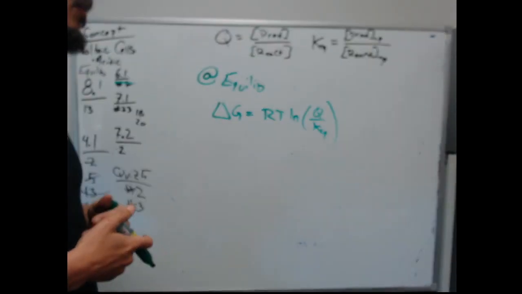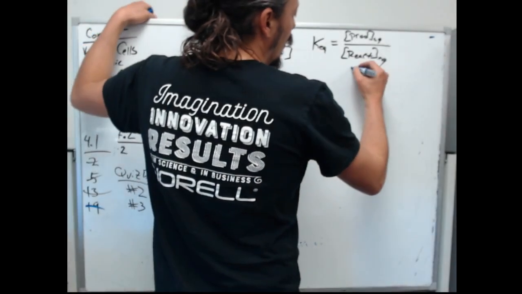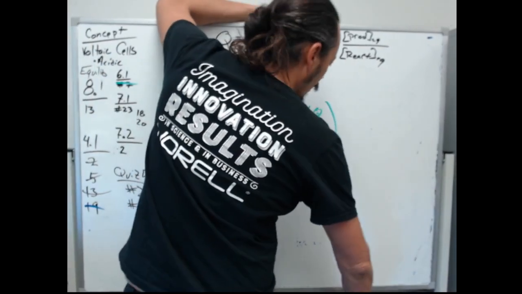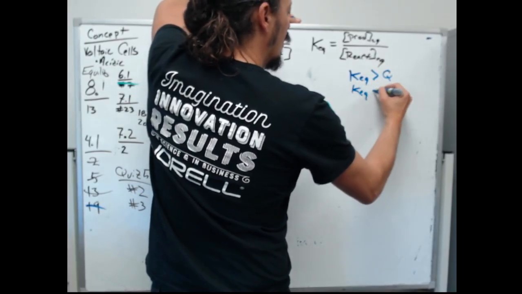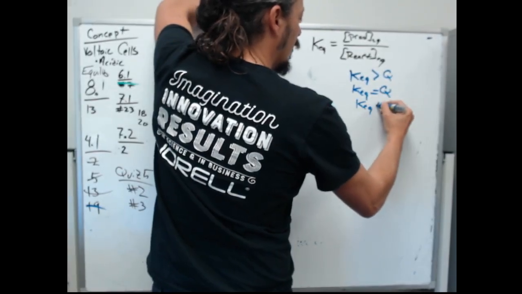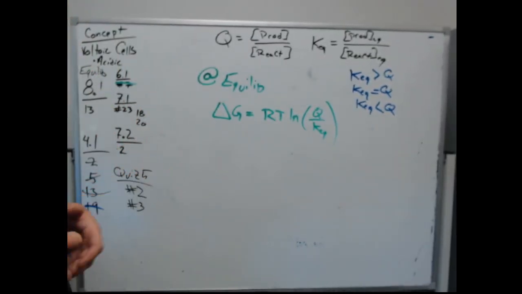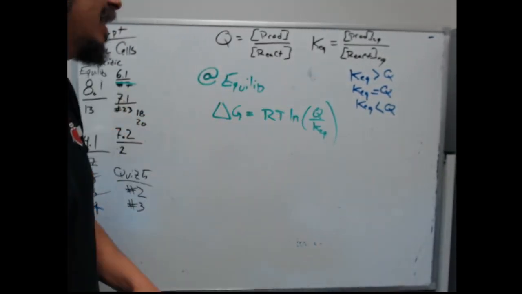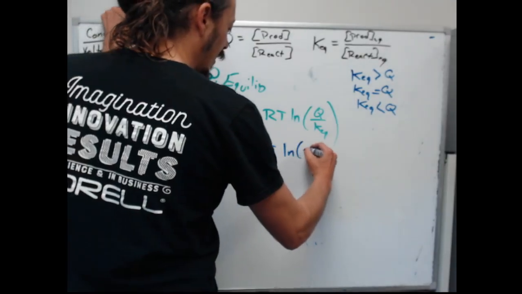But if we're at equilibrium, we've got three different possibilities when we're looking at Q and KEQ: KEQ greater than Q, KEQ equal to Q, KEQ less than Q. Those three possibilities cover all of the numbers we could potentially have. If we're at equilibrium, KEQ and Q are equal to each other, so delta G equals RT natural log of 1.